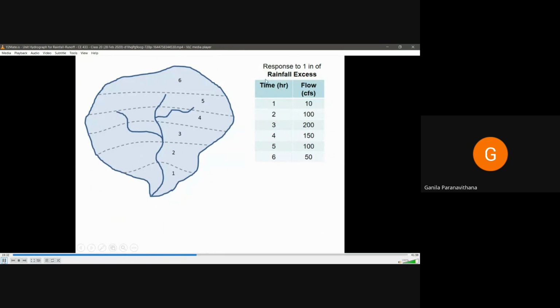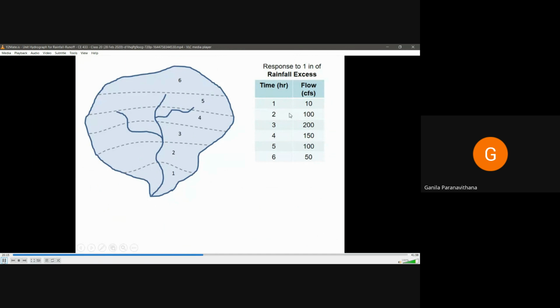Now this is the response to what happens if there's 1 inch of rainfall excess in this watershed. So what this is showing is that if it rained over the entire watershed for 1 hour, so the rain duration is just 1 hour, and the amount of rain is such that there's an inch of rainfall excess. So there was more than an inch of rain. There was an inch plus the amount that's going to be required for infiltration, plus the amount that's going to be required for abstractions. So there was enough rain that there's an inch of rainfall excess, and then what comes out of this particular watershed is this hydrograph.